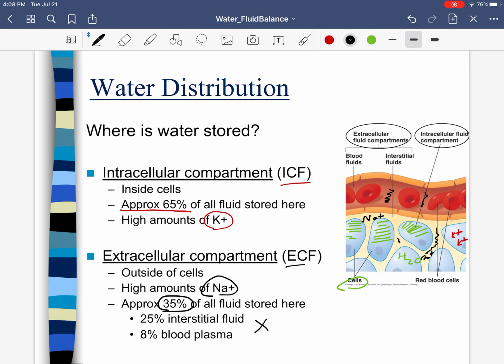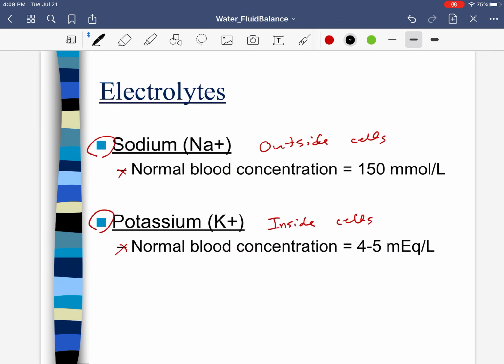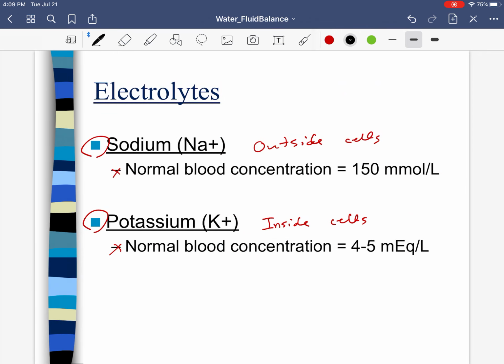And it's really important that one is on one side and one is on the other, because it allows us to have a membrane, which happens to be the cell membrane, through which we can move these electrolytes in and out to generate a current. Okay, so sodium is found in higher amounts outside of the cell. Potassium is found in higher amounts inside of the cell.